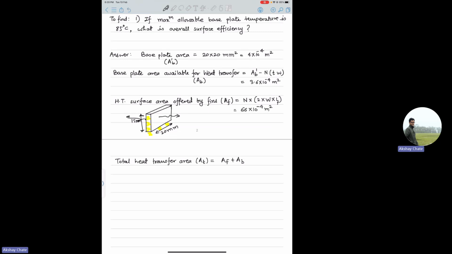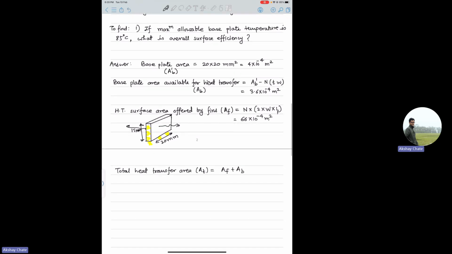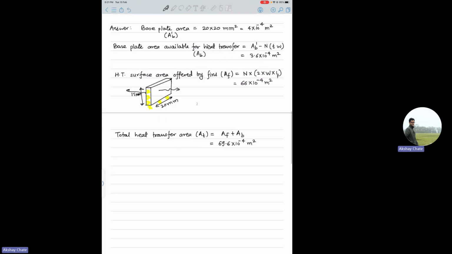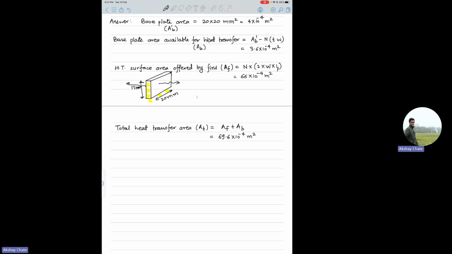So similar derivation is already done in the class, so you should understand what is going on here. And if you do the summation, here it will be 69.6 into 10 to the power minus 4 meter square. Okay, so that is one.